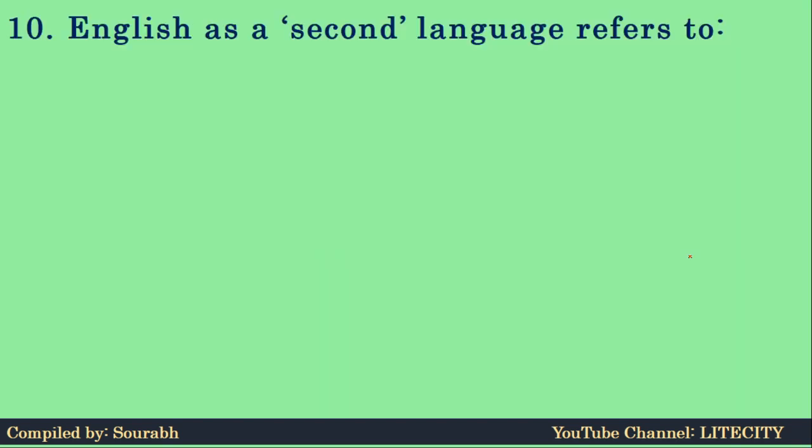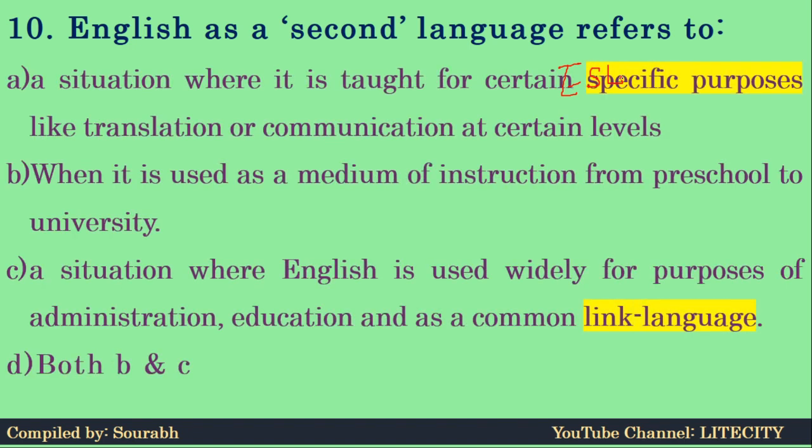English as second language. We have seen this term a lot of times in our studies, ESL, English as second language. Now, what may it refer to? It may be a situation where it is taught for certain specific purposes like translation or communication at certain levels. Second, when it is used as a medium of instruction from preschool to university. Third, a situation where English is used widely for purposes of administration, education, and as a common link language. Or it may be both B and C.